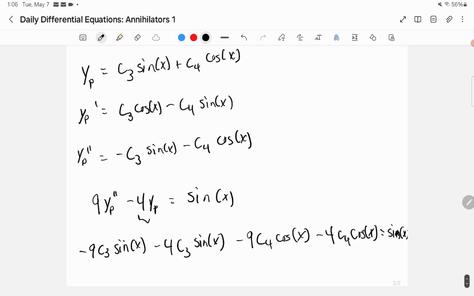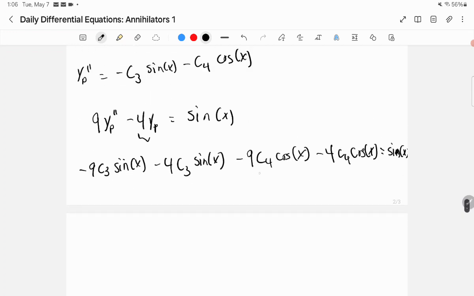Now notice that there's no mixing of terms here. c4 is only associated with cosine, and c3 is only associated with sine. If there was a mix of terms, we couldn't directly do this. We would have to set c3 plus c4 equal to 0 or something like that. But in this case, there's no mixing here. There's only a c4 cosine and another c4 cosine, which means that c4 has to be 0, right? Because there's no cosine term on the right-hand side.